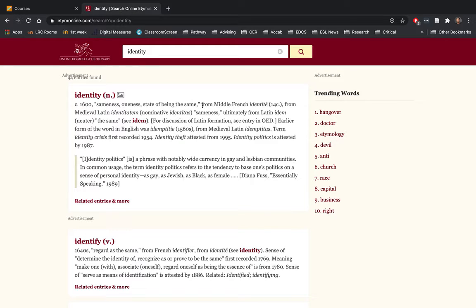But if I keep going, I'm especially looking for "from." For identity, I can see from Middle French identité, from medieval Latin identitatum, meaning sameness, ultimately from Latin idem, meaning the same. For some words, you'll only have one "from," and it'll just tell you directly which ancient language it came from. In this case, they're tracking it through 3 different languages. But since it says ultimately from, that's the one I'm going to go for. I want the oldest version of this word that I can find. And so I can see Latin.